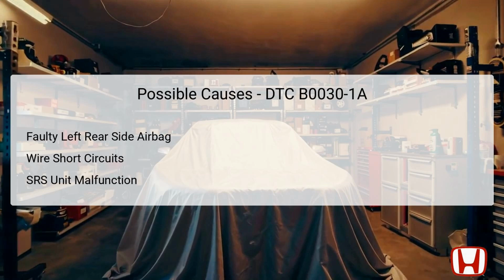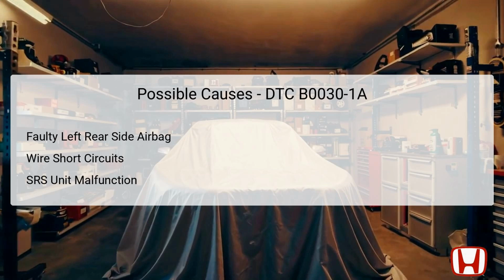Several factors may trigger DTC B0030-1A. One of the most common causes is a faulty left rear side airbag. If the airbag has been damaged, whether due to a previous collision or manufacturing defects, it may not function correctly, leading to decreased resistance in the inflator.